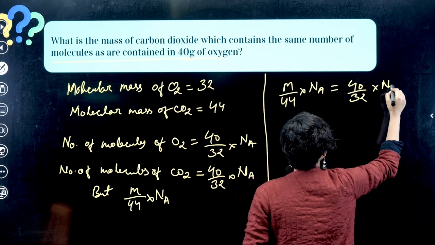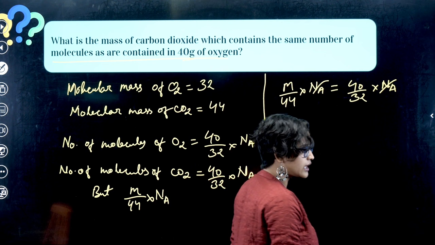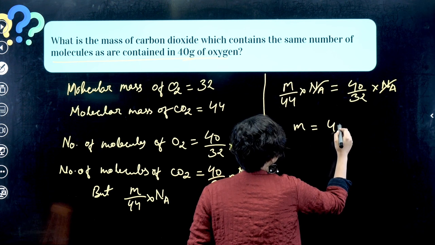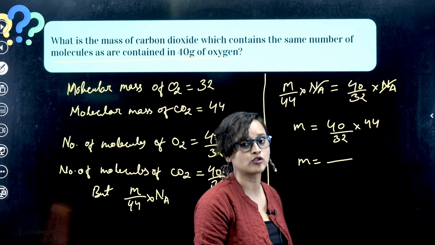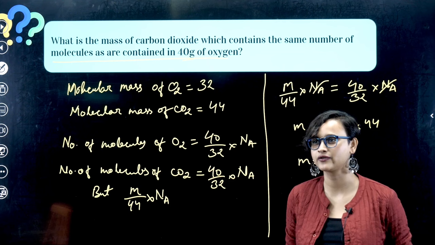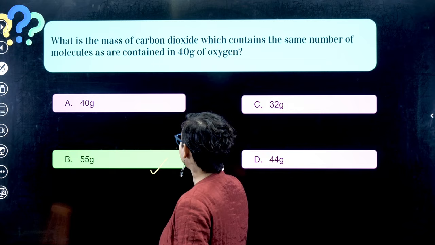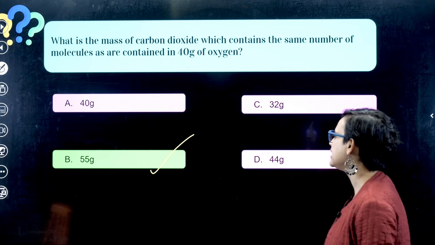Now just solve it. What will you get for M? M will be equal to 40 divided by 32 into 44. Just calculate this and you will find the answer. What is going to be the answer, everybody? I think you can figure it out. The answer should be option B, right? Calculate that number, I think you'll find it. I'm not going to solve this also for you.